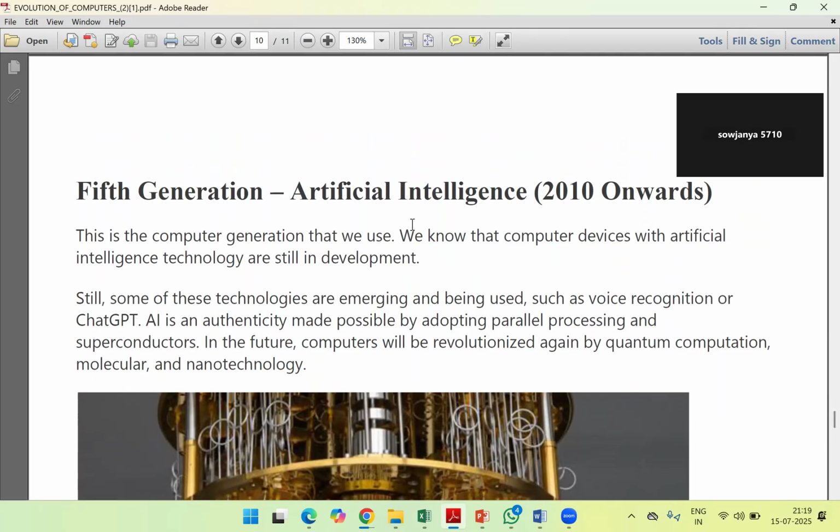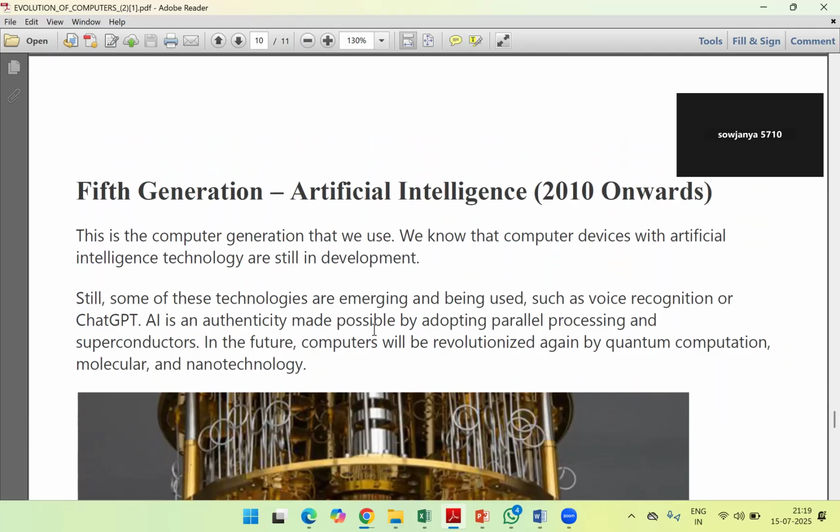Now we are in the generation of mobile computing, and from 2010 onward, the fifth generation is artificial intelligence, that is AI. So this is the computer generation that we use. We know that computer devices with artificial intelligence are still in development. Some of the emerging technologies being used are voice recognition and ChatGPT. People are using this the most.